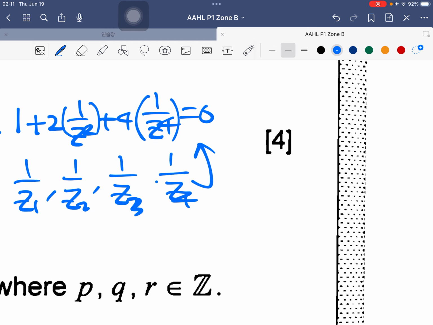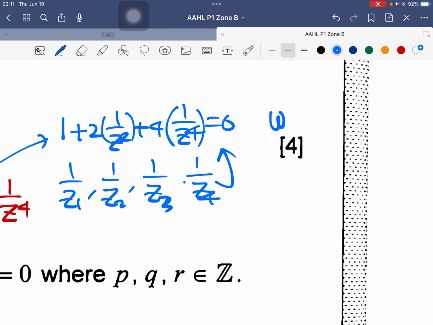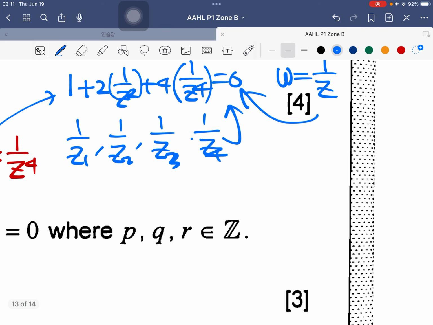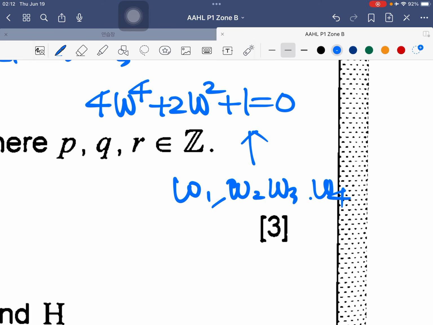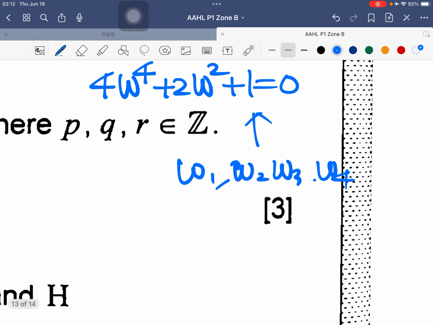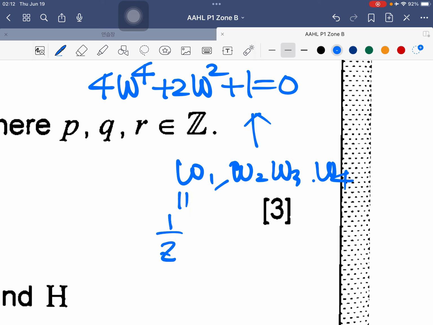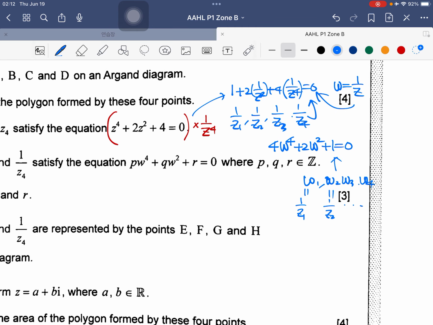So transforming, we can set w is 1 over z. We got the equation 4 times w to the 4th power plus 2 times w squared plus 1 equals 0. And the roots of this equation are w1, w2, w3, and w4. Also, w1 is defined as 1 over z1, this is 1 over z2, and all the way like that. Okay, so this is the answer.